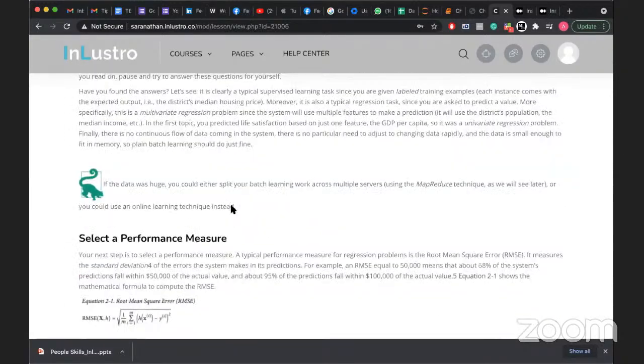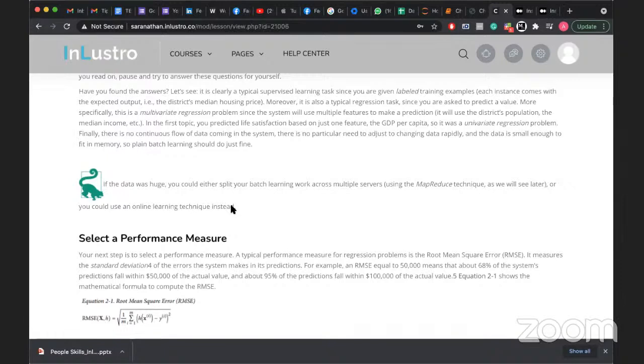Excellent, students. Good job. So what is the answer? Let's check. It's a typical supervised learning task. You're given labeled training examples, right? It's a regression task. You're asked to predict a value. It's a multivariate regression problem. What does multivariate mean? There are multiple variables in the problem, since the system will use multiple features to make the prediction: district population, median income, etc.